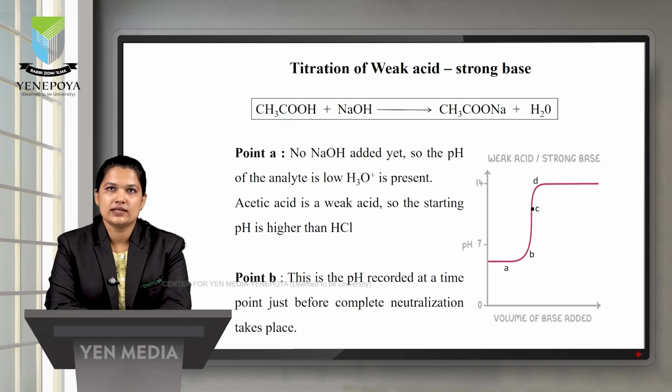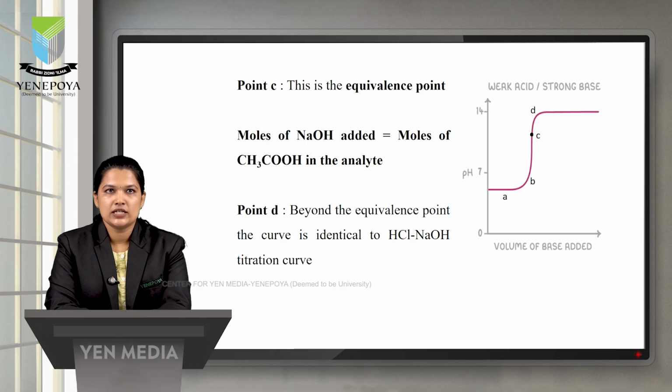Next is the titration of weak acid and strong base. Here the weak acid CH3COOH reacts with NaOH to get CH3COONa plus water. At point A, no NaOH is added yet, the pH of the analyte is low and H3O plus is present. Acetic acid is a weak acid, so the starting pH is higher than HCl. Point B is the pH recorded just before the neutralization is complete, and point C is the equivalence point. The moles of NaOH added is equal to the moles of CH3COOH in the analyte, and point D is beyond the equivalence point. The curve is identical to the HCl and NaOH titration curve.